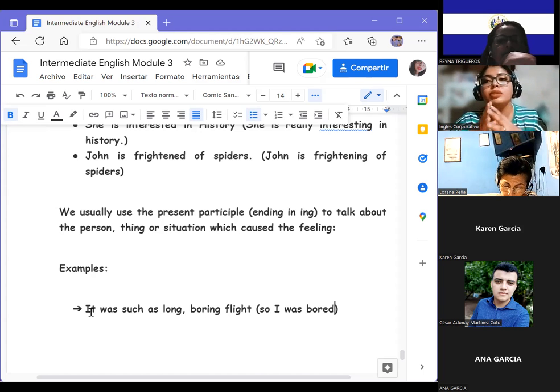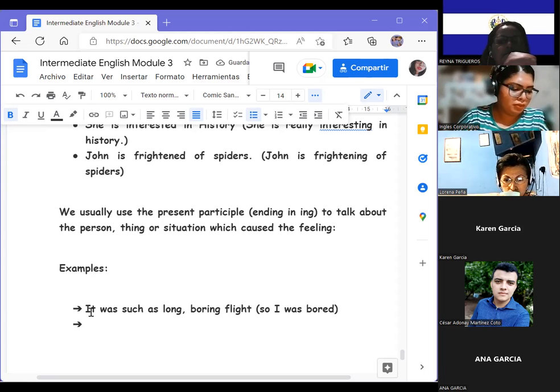Estamos hablando de la situación que me hizo a mí sentirme aburrida. Y en ese caso, quien hizo que yo me aburriera es el vuelo, que fue bastante largo y que por obvias razones fue aburrido. So, en ese caso, yo me aburrí por el vuelo. So in that case, the flight is the situation that caused my feeling.